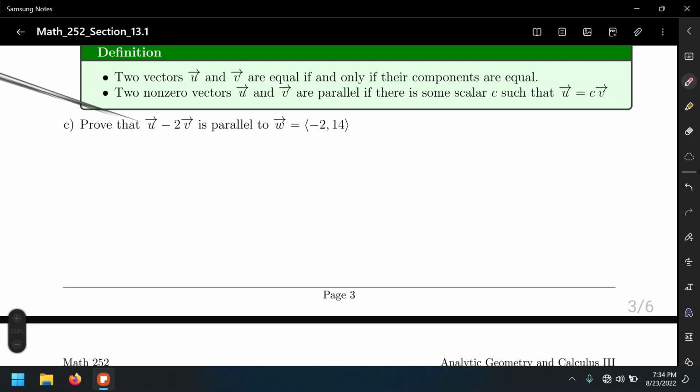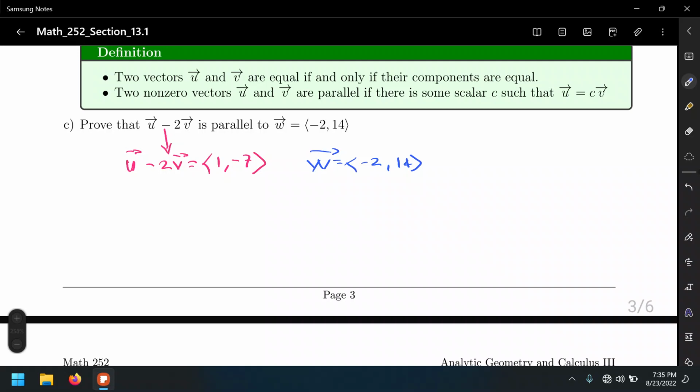So they're asking us to prove that the vector u minus 2v is parallel to this randomly given vector w, negative 2 comma 14. Well, what about this vector? This vector we already got. We don't need to find it again. That's 1, negative 7, right? And let's put it together with the vector w, which is negative 2 comma 14. Well, are these two vectors parallel? How do we know? Well, is one of the vectors a multiple of the other, perhaps?